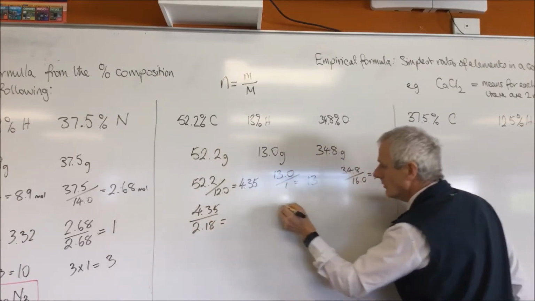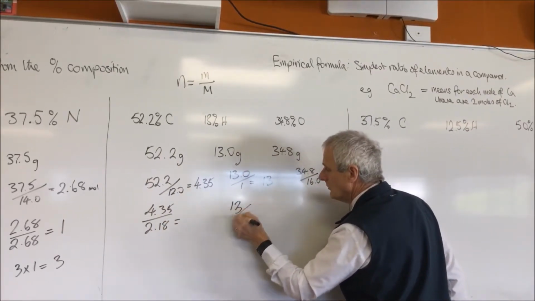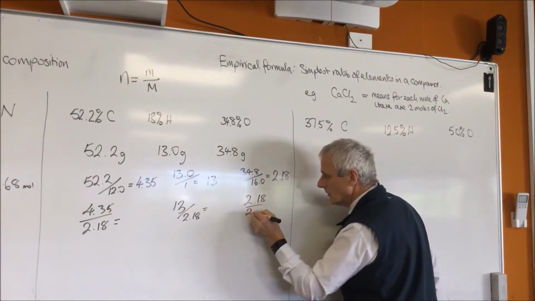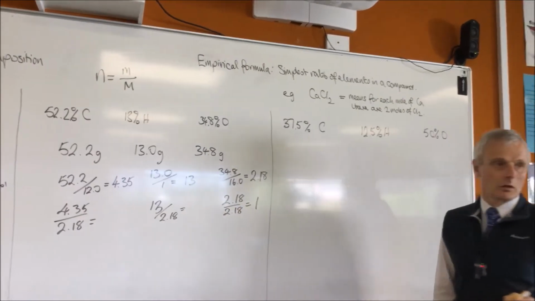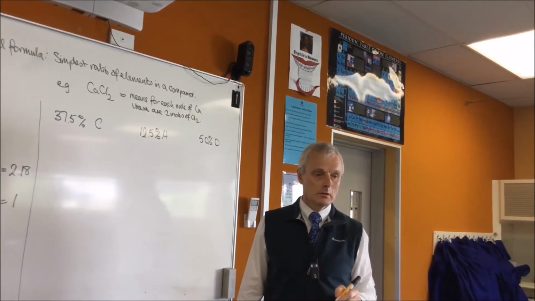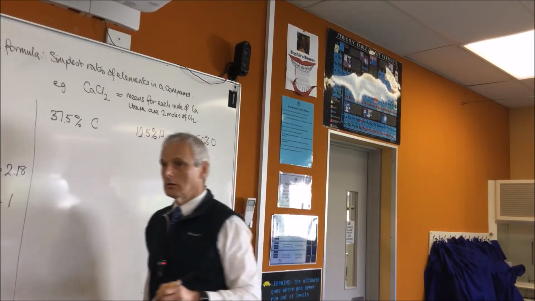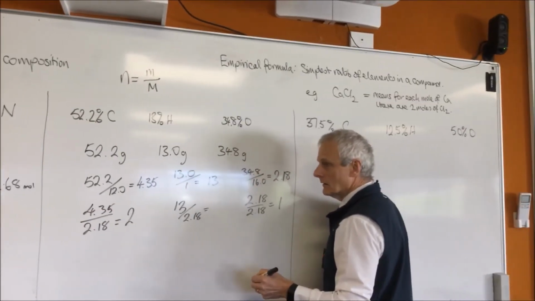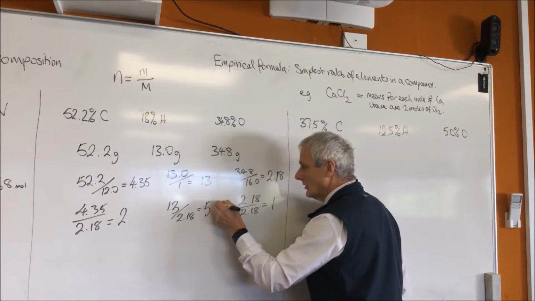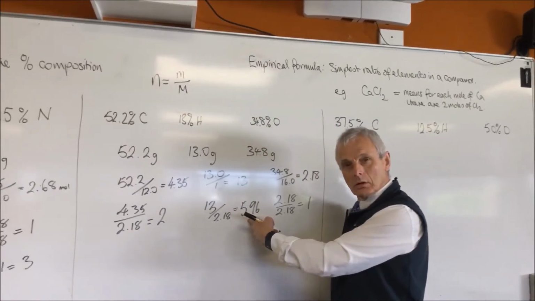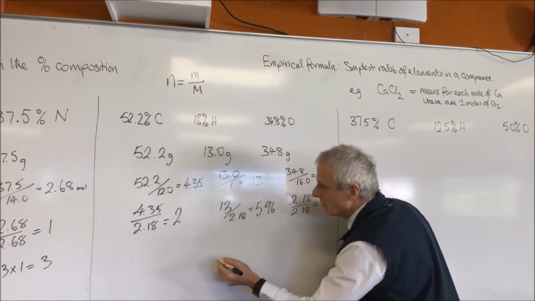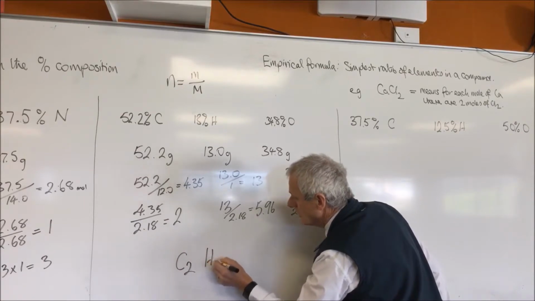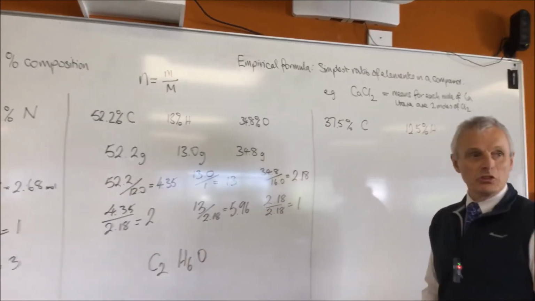We've got 4.35 divided by 2.18, somebody could do that, 13 divided by 2.18, and I'll do the last one in my head because I'm brilliant like that. Just 2. 5.96. So if you get that, what would you do? 6. Okay. So the answer is C2H6O, which is ethanol.